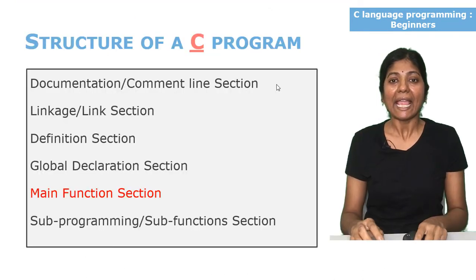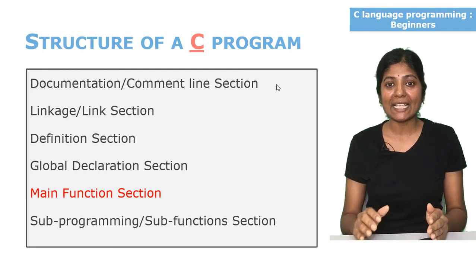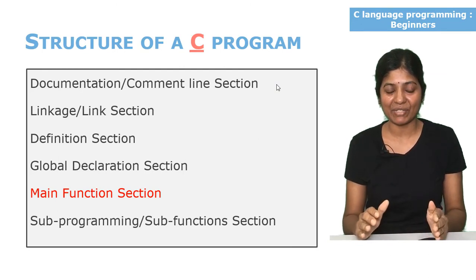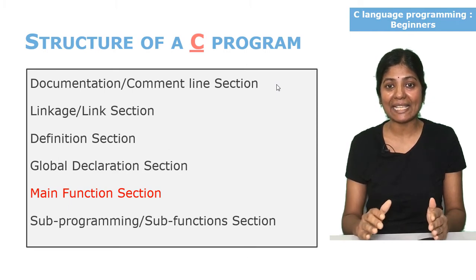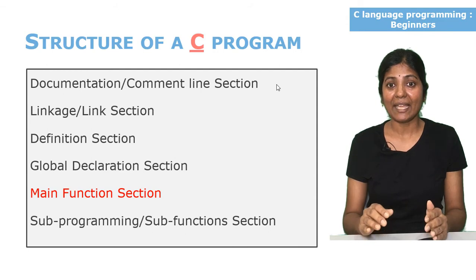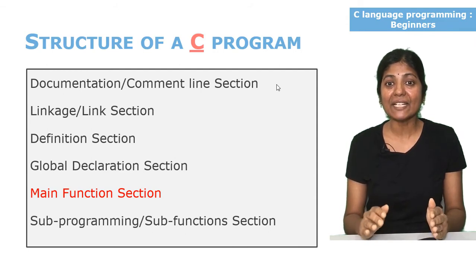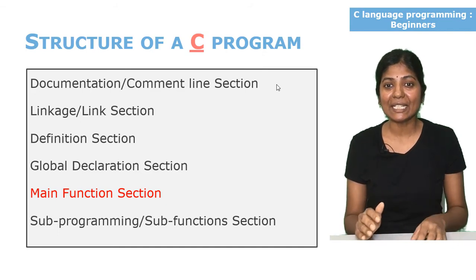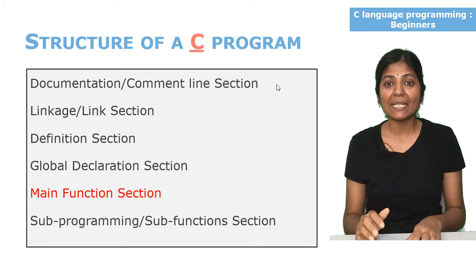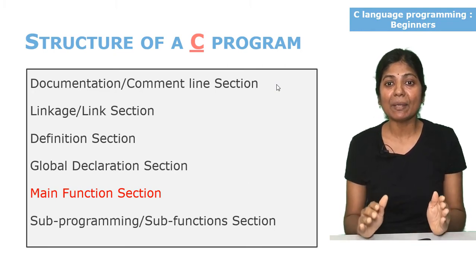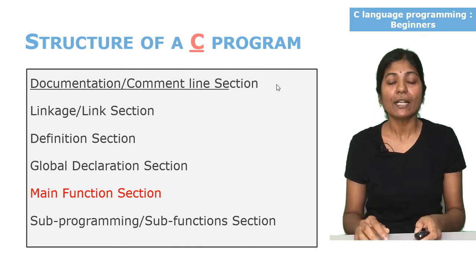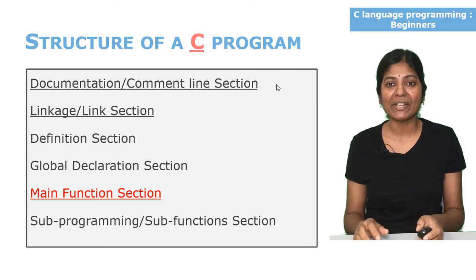Let's start. In the previous video, we learned that a C program will contain different sections like documentation section, linkage section, definition section, global declaration section, main function and subprogram section. And we also learned that every C program must have a main function section. We also learned that to start writing basic programs in C, we should know about three sections, which are documentation section, linkage section and main function section.